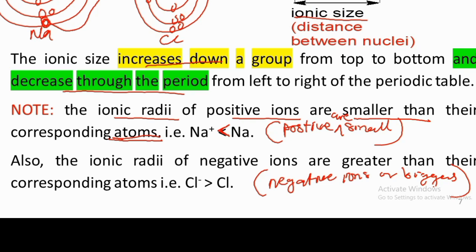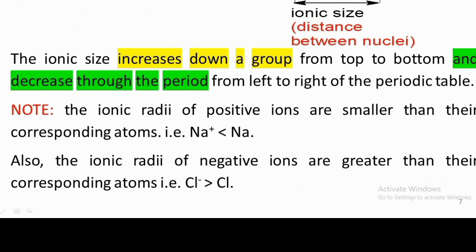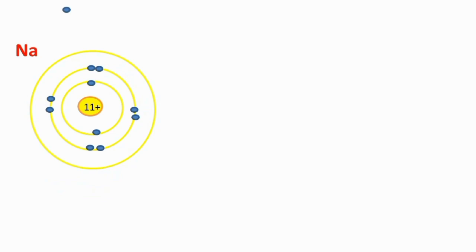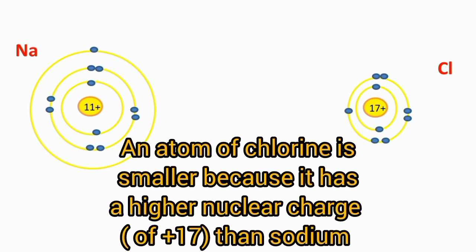Now let's explain this phenomenon so you get a better understanding. Imagine this is an atom of sodium. The nuclear charge is 11, that means 11 protons. It has 3 shells: the first carries 2 electrons, the second 8 electrons, and the third just 1 electron, which is 11 electrons. Chlorine also has 3 shells like sodium, but it has a higher nuclear charge of 17, that is 17 protons. The first shell carries 2, the second 8 electrons, and the last shell of chlorine contains 7 electrons.